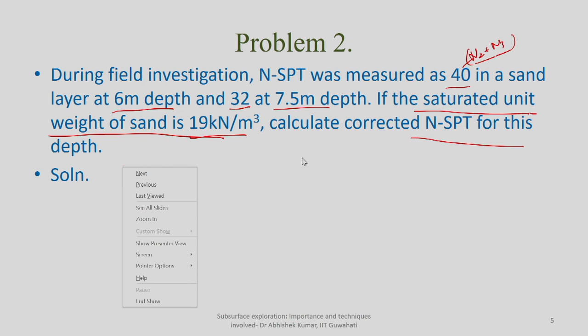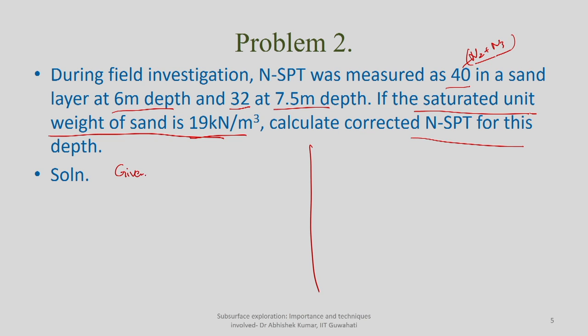So, we know the things which are given here. Number 1, we should write here very clearly what is given here. So, N value at 6 meter depth is given as 40. Gamma saturated is given as 19 kN per meter cube. Okay. So, based on this saturated unit weight, what can you determine? Actually, first of all, you have to determine the CN value, that is the overburden correction factor.